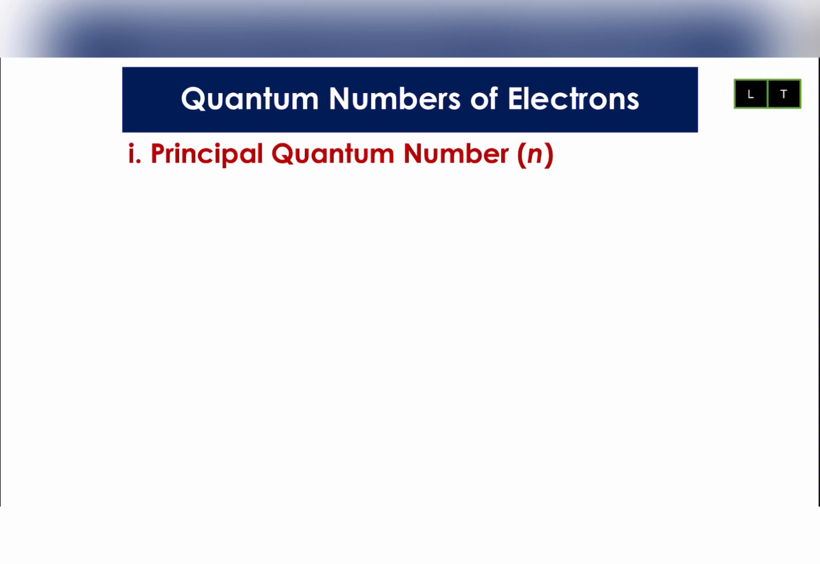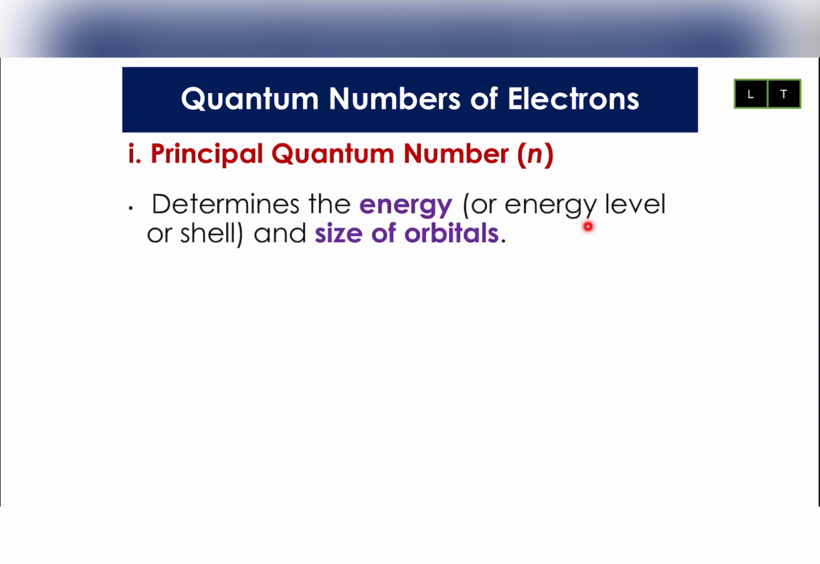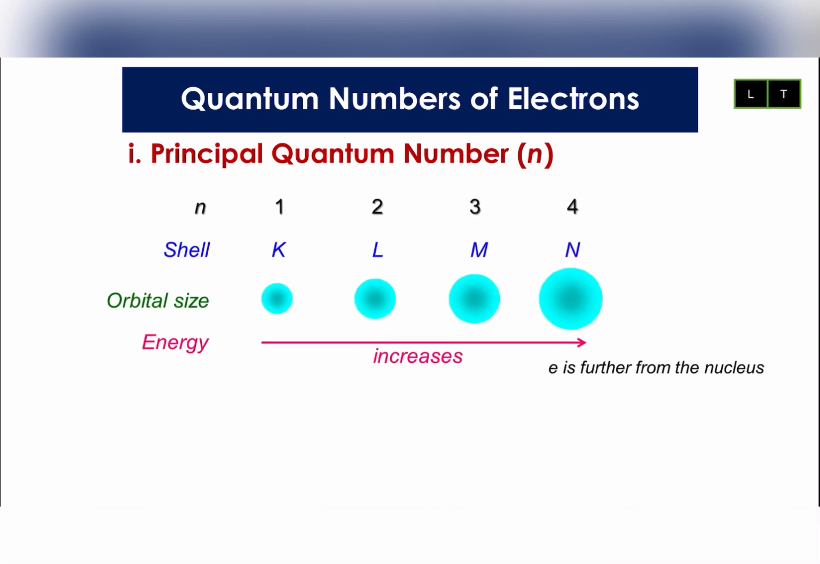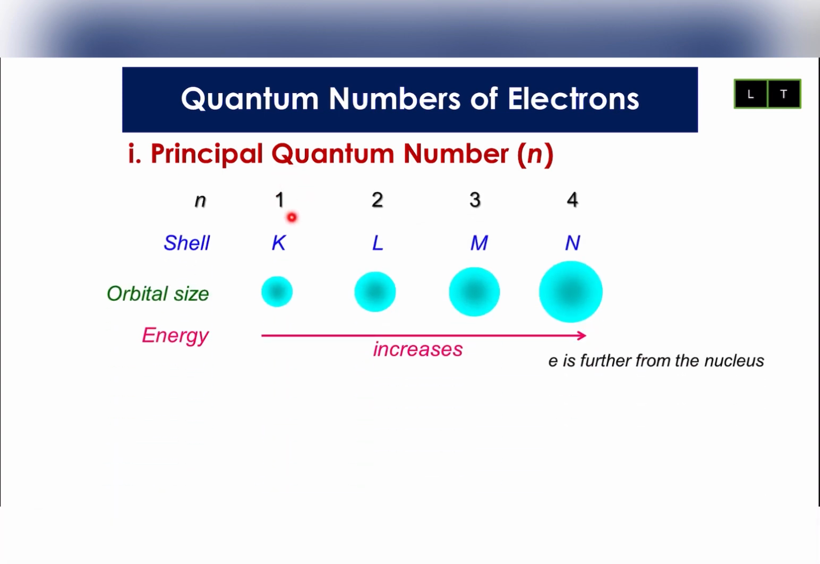The principal quantum number determines the energy level or shell, and also the size of orbitals. Each quantum number has its own purpose. The principal quantum number can only have positive integral values, where n starts from 1, 2, 3 and so on until infinity. It cannot be a negative value. For example, if n equals 1, this is my first energy level, and I will label the shell as K.